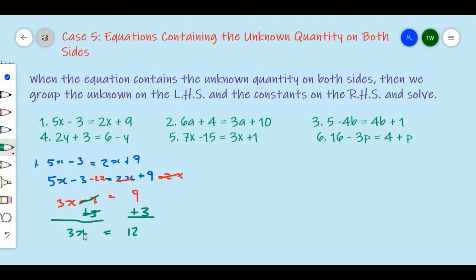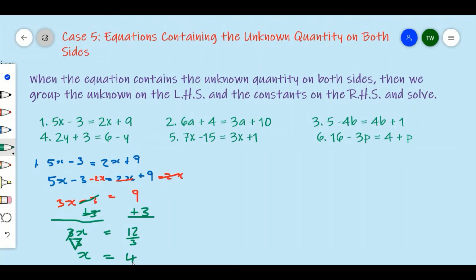And in order to determine the value of x, we need to get rid of this 3, and it is being multiplied in the x. So in order to get rid of it, we need to divide both sides by 3. So we're going to divide this side by 3 as well. So here, 3 will cancel out 3. What we're left back with is just x is equal to 12 divided by 3. That's going to give us 4.